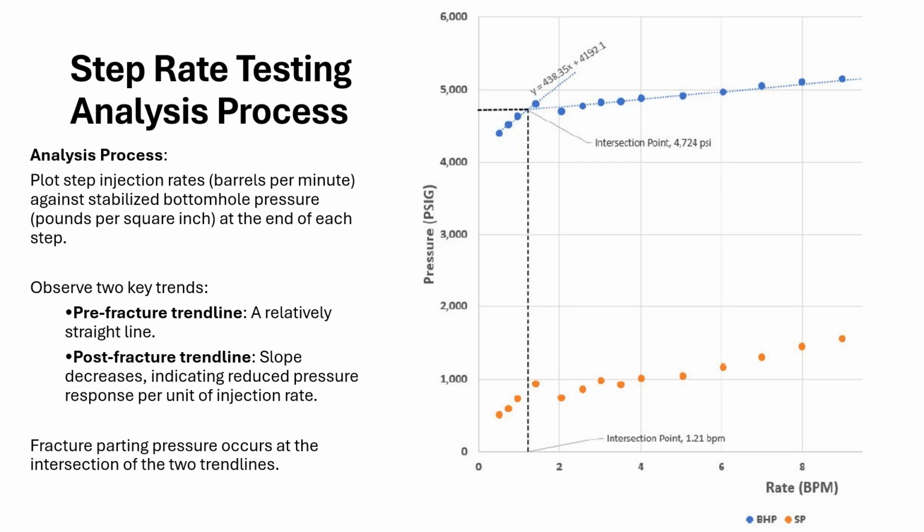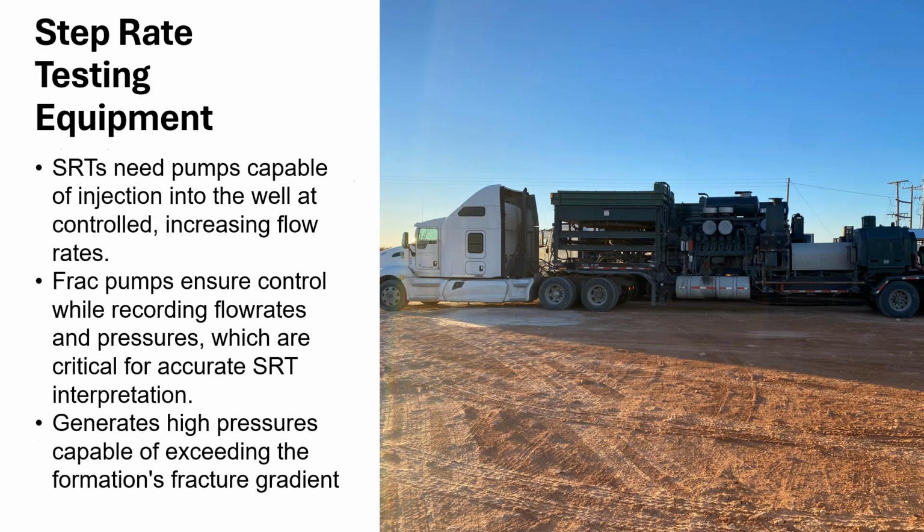So the fracture parting pressure seen here occurs at the intersection of those two lines. This is a typical setup that we would recommend.